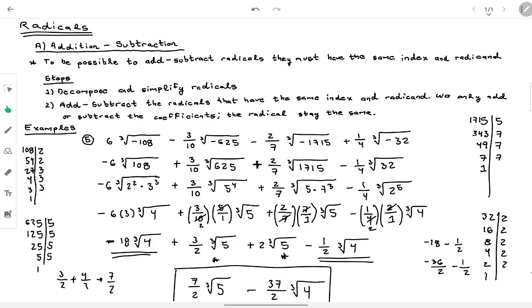So the idea is basically the same in all the exercises. Decompose and simplify the radicals. Add, subtract those radicals that have exactly the same index and radicand. And of course, the answer must be ordered. That's it for today's topic, that was addition, subtraction of radicals.